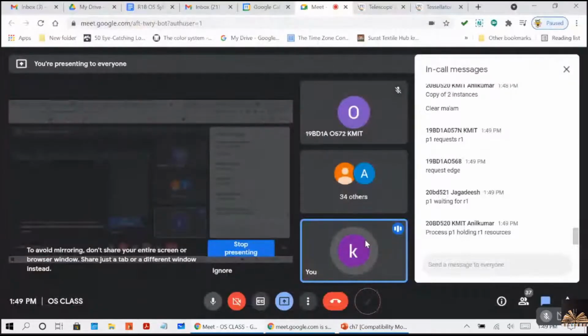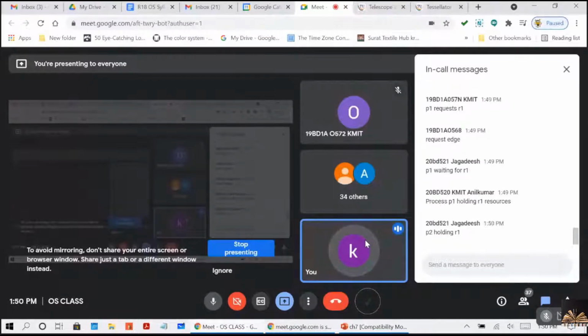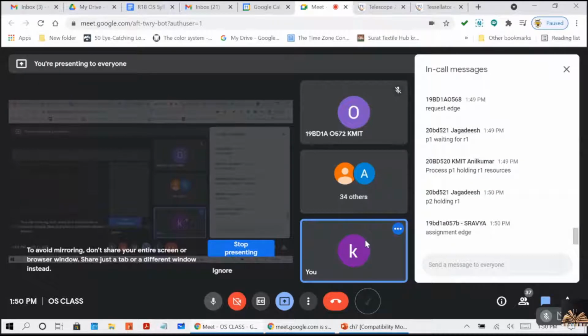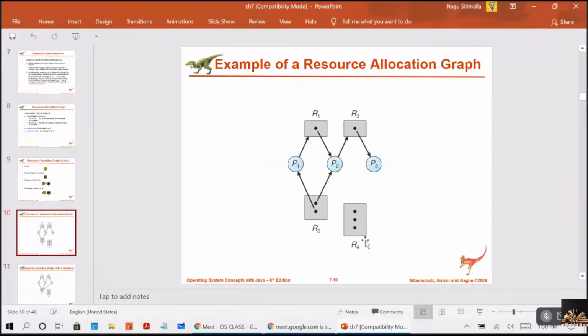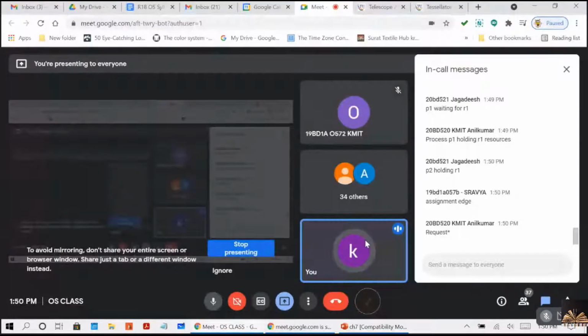R1 to P2 means holding. A P1 to R1 arrow means P1 is waiting for R1, not holding. Now, P2 to R1 means... R1 to P2 means, who answered? Yes, Jagdish. P2 is holding R1.